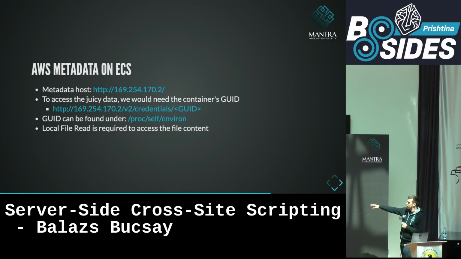So one really interesting thing about AWS ECS, Docker containers, containers in general, is that there is another metadata host under a different IP, right? So you can easily open that in an iframe, and I'm going to show you. We can get the metadata. But if you want to get more juicy things like credentials, then you need to have the GUID, a unique identifier, quite long, for the container. It's not that easy to get, but if you can get it, then you can get the credentials.